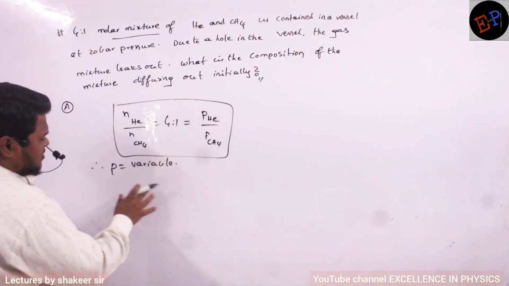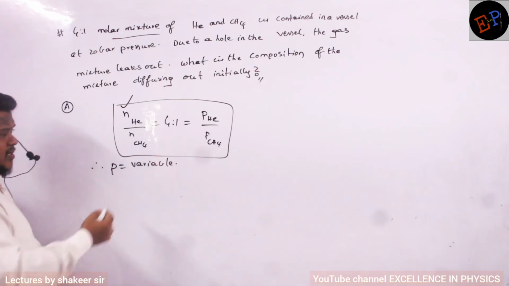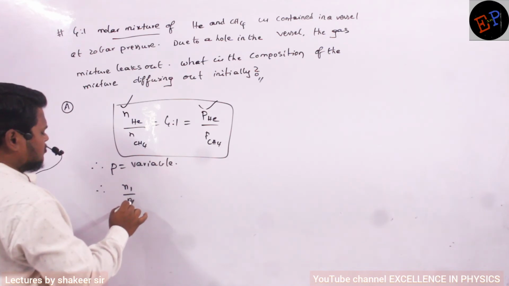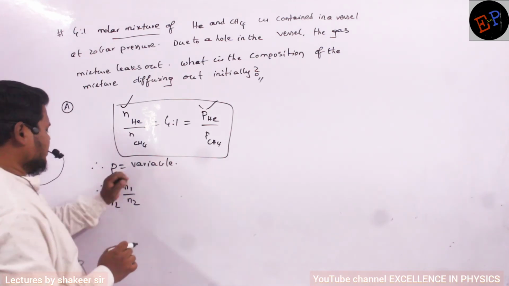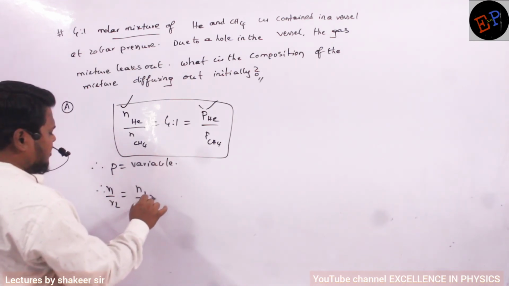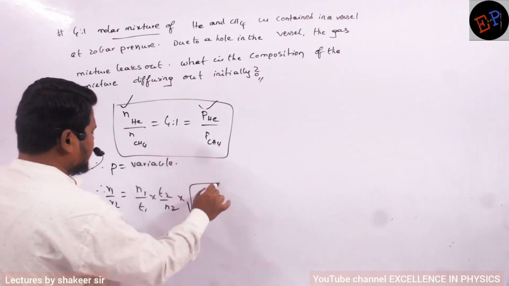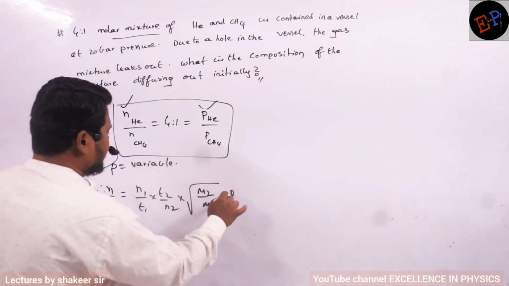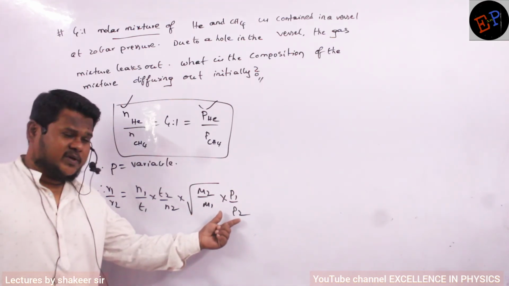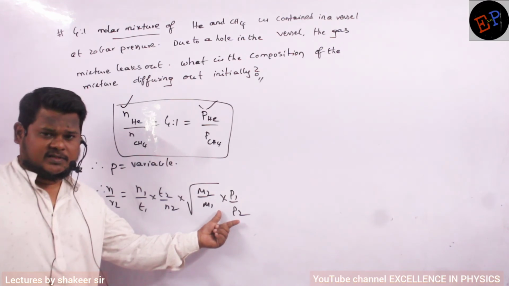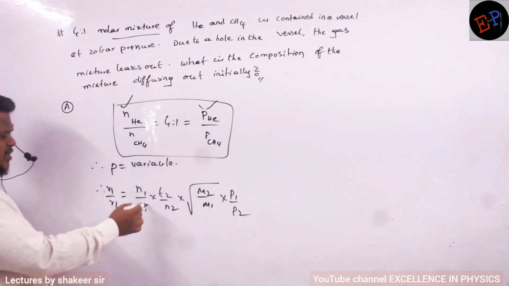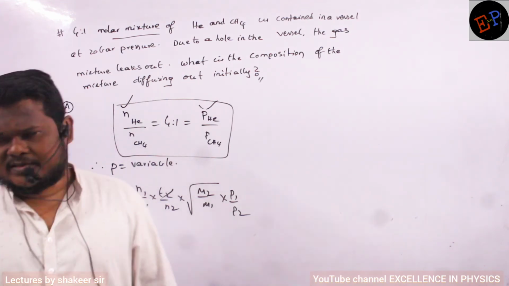So this is a question based on the number of moles of a gas and the pressure of the gas. How can I write a relation? The rate of diffusion R1 by R2 is equal to N1 by N2 multiplied by T2 by T1 multiplied by square root of M2 divided by M1, multiplied by P1 by P2. Additionally, I have written P1 by P2 because pressure is a variable, so the rate of diffusion is directly proportional to pressure. Time and time will get cancelled. Now just substitute all of them. That is our answer.